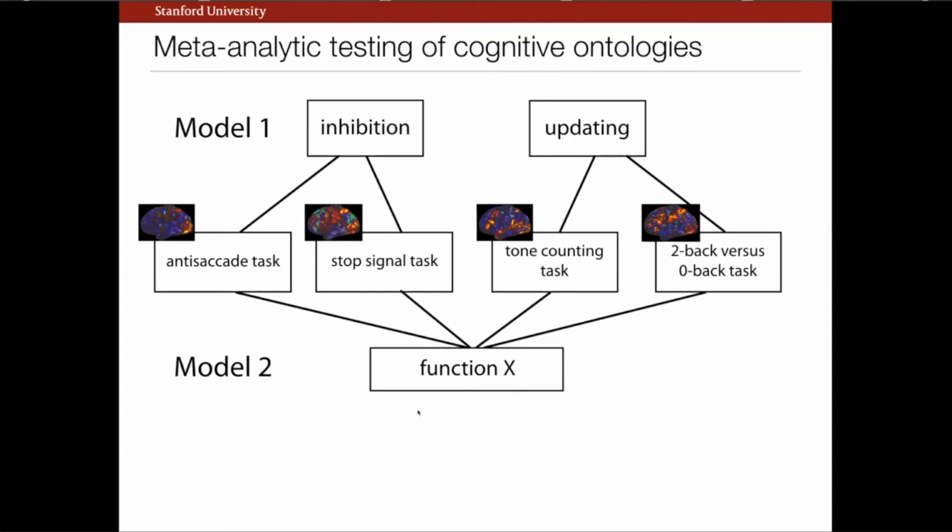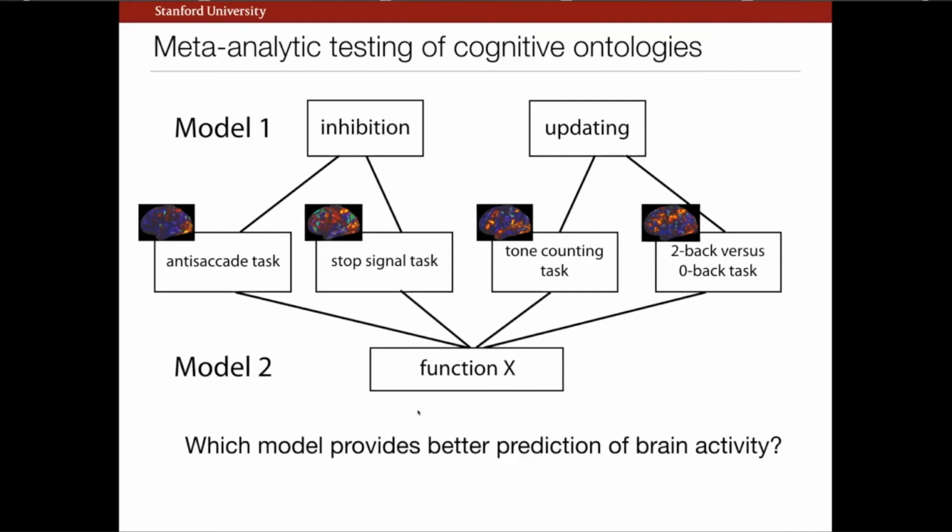But the point is, once you have two different ontologies, now you can ask which of those models provides a better prediction of brain activity. So this allows us to do something that's always been a bit of a holy grail, which is to answer questions about cognitive theories using brain imaging data.